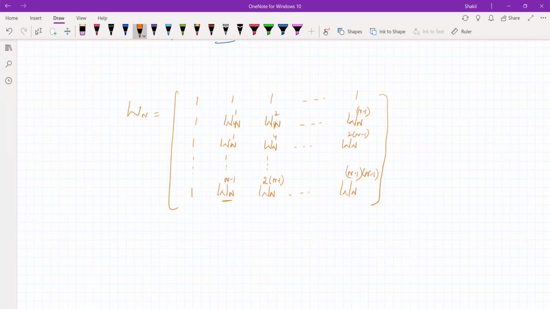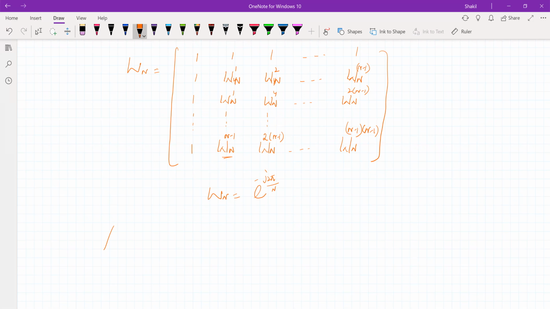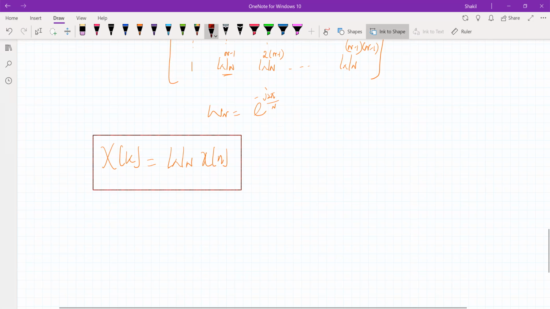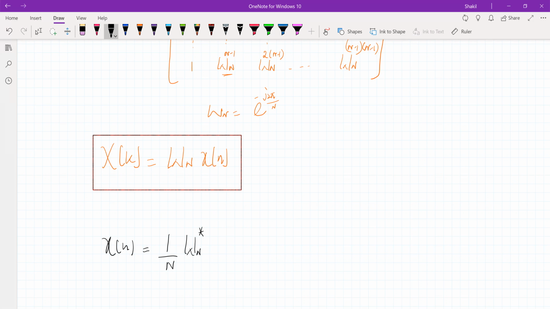And remember, this W_N is e to the power of minus j 2 pi by N. So this is how you compute x of k using the matrix formulation. You use the twiddle factor, and you get the value. So this is how these are related. Now, what if I have to compute x of n? Please do it yourself. If I have to compute x of n directly, I will use 1 by N times W_N conjugate transpose. Star means conjugate transpose. You will write it directly.